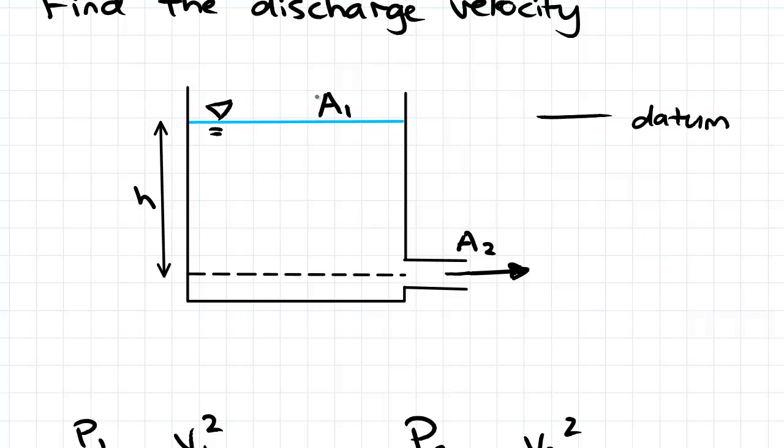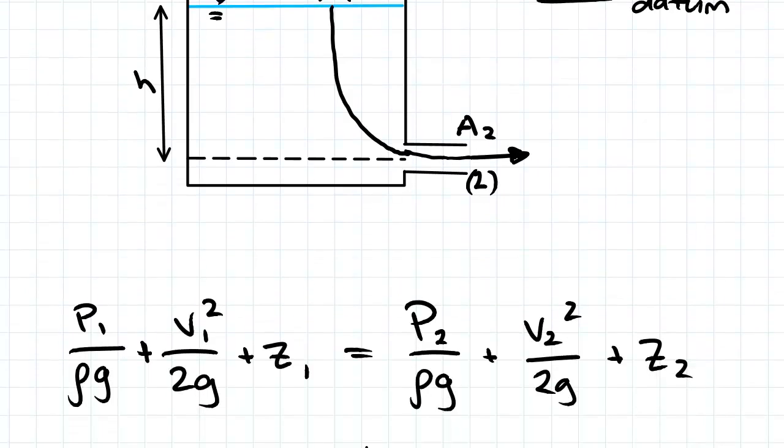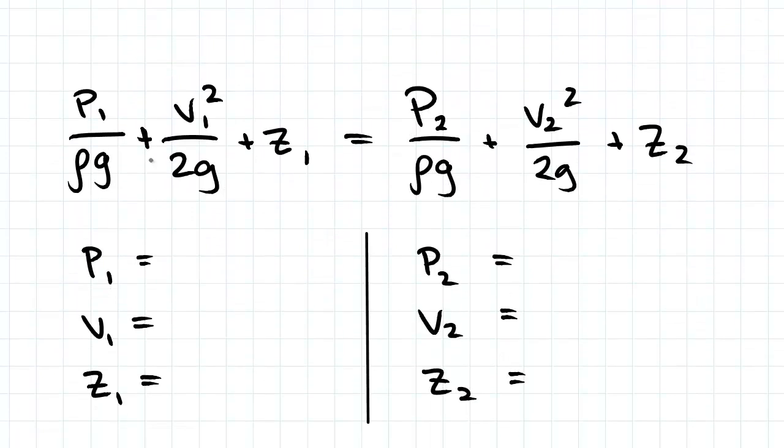Next, we need to select our streamline. Remember, this needs to have 2 points which have the least unknowns so that we can solve the Bernoulli equation for one unknown, which in this case is the discharge velocity. So let's look at if we choose the streamline starting at the top of the tank and exiting out the tap, looking like what we saw in the previous video, something like this. So that's our first point at the top, our second point there, and that's our Bernoulli equation for those 2 points.